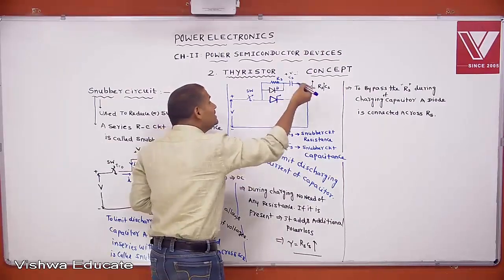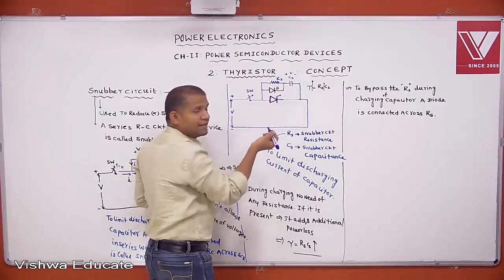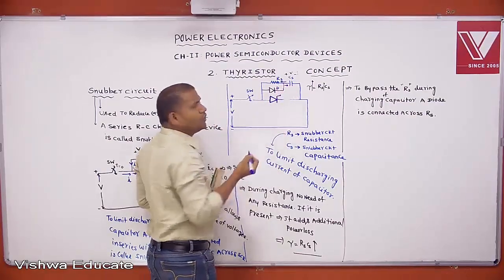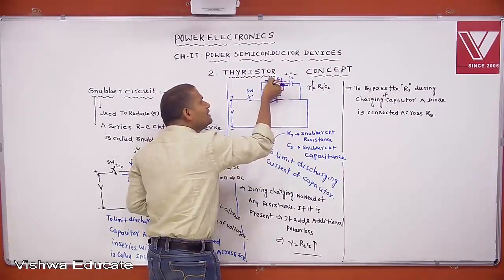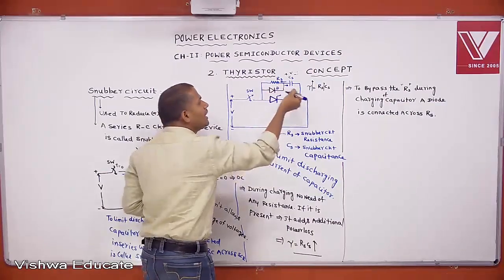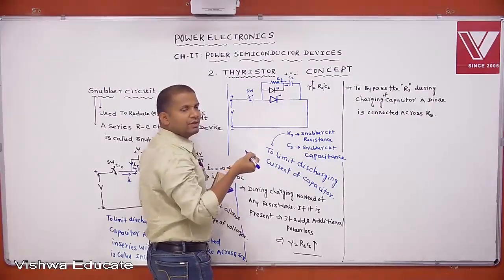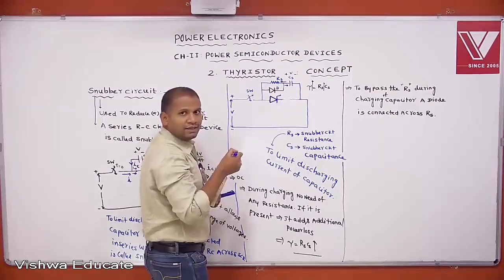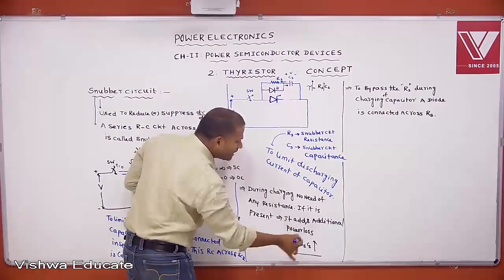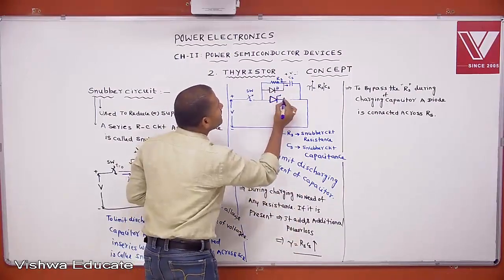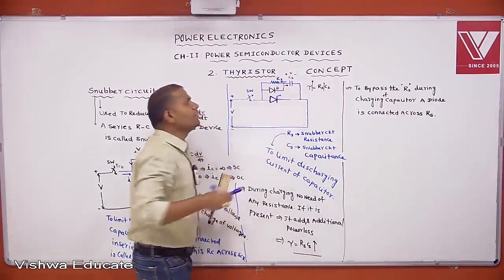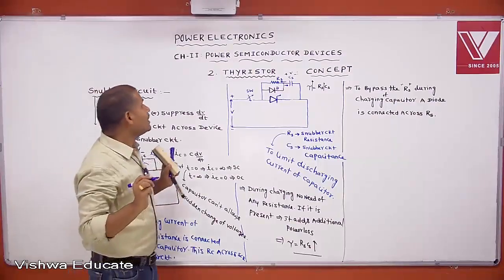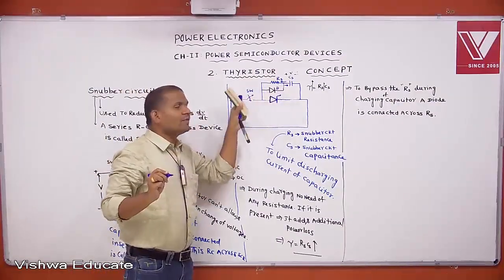Now during discharging of capacitor, whenever the thyristor is triggered, the capacitor will discharge through the resistor, because the diode cannot allow current in the reverse direction. If the capacitor discharges through the resistor, then it limits the discharging current. Whatever drawback is there can be overcome by connecting the diode. This is the modified Snubber circuit. Clear? This is about the Snubber circuit of a thyristor.